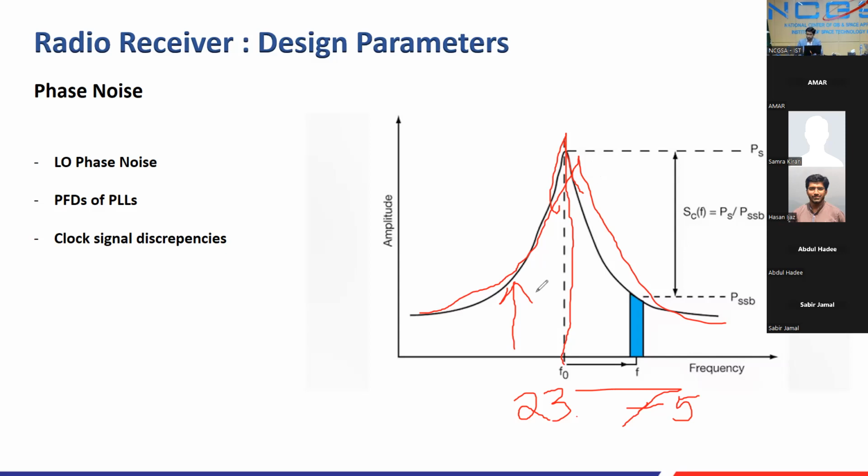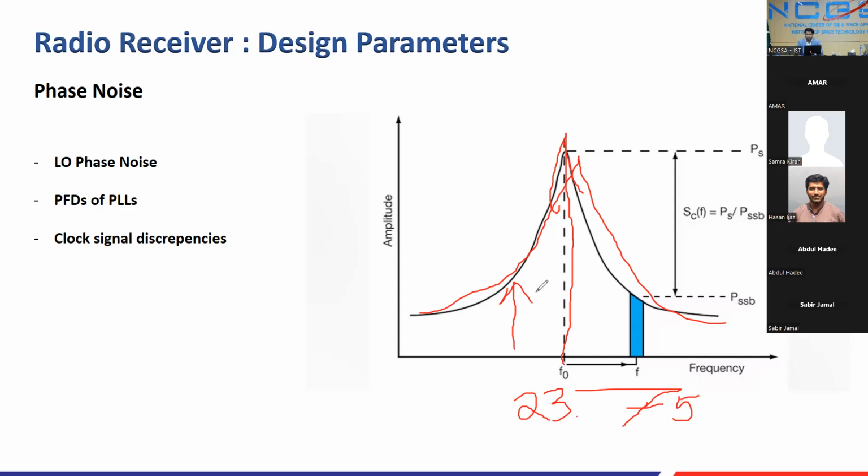So who actually contributes to the phase noise? The phase noise comes from the PFDs of PLLs, the phase frequency detectors in the PLLs. As in the architecture of PLLs, you know that you have a feedback signal coming back. You have a reference TCXO or OCXO, temperature compensated oscillator or oven controlled oscillator. When they are mixed at the PFD, the phase frequency detector, they contribute toward the phase noise of the receiver.